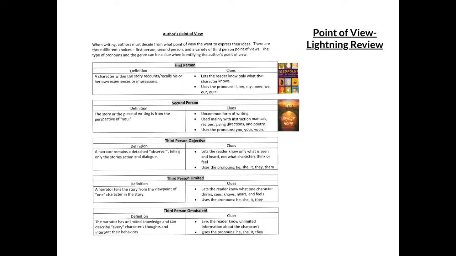And then you've got your third person objective, limited, and omniscient. The objective means the narrator is remaining objective, just a watchful observer, carefully watching everybody. No feelings, no thinking involved there. Third person limited is where you have the viewpoint of one character in the story, and third person omniscient is where everybody's viewpoint is revealed. So there's your lightning review of point of view.